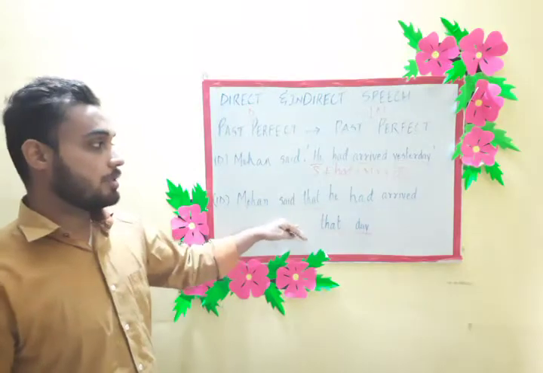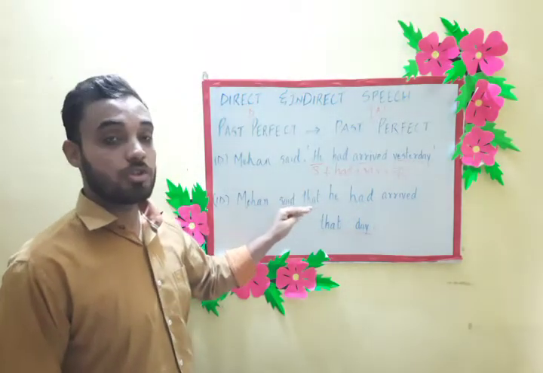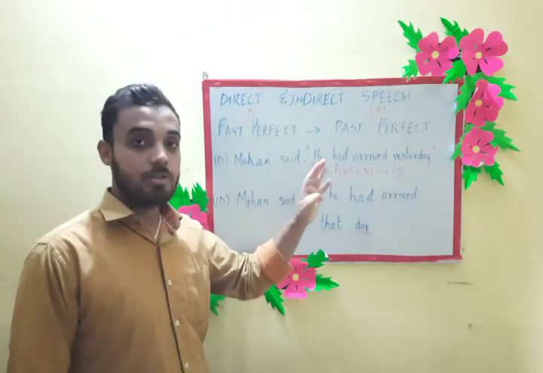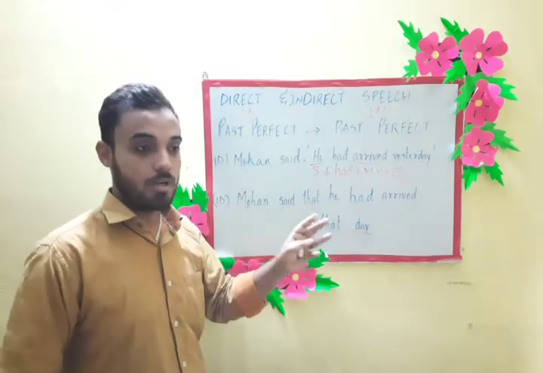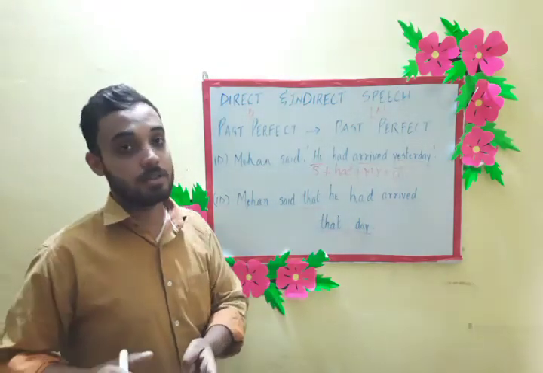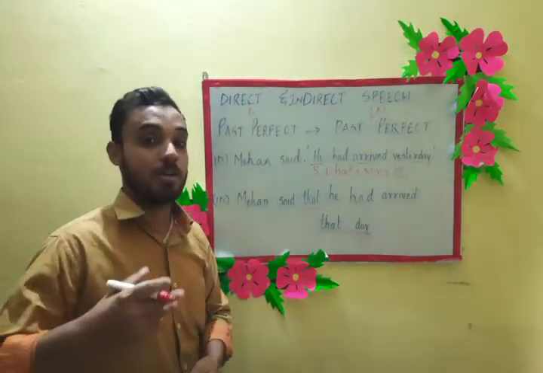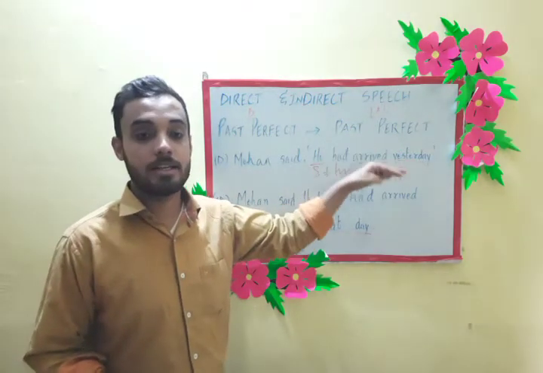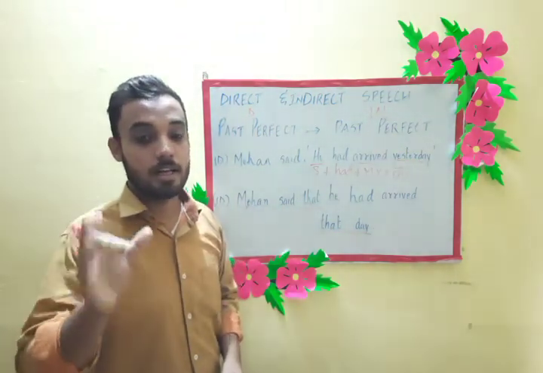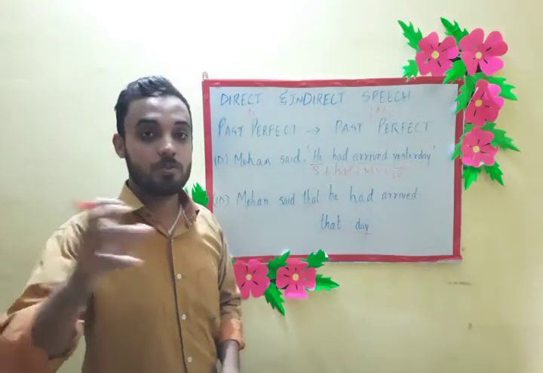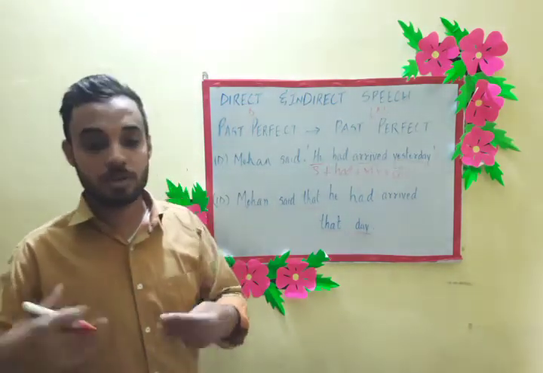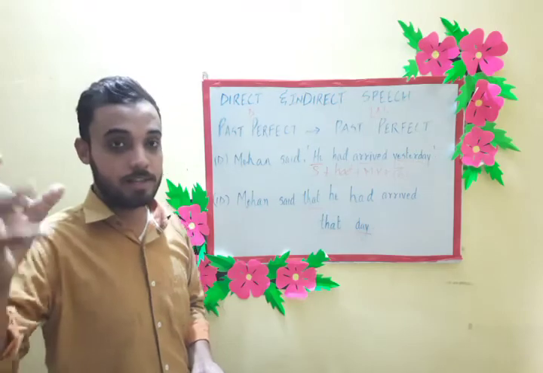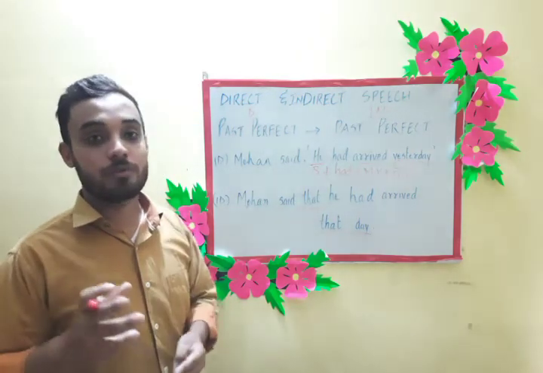In indirect speech, it is important for you to understand what the conjunction is, what its use is, what the reporting verb is, and what the reported speech is. Indirect speech is also known as reported speech, meaning it is being said by someone else. "Mohan said he had arrived yesterday" is direct speech; whatever you speak is direct speech. But if someone else repeats your words, that becomes indirect speech, and that is where we make changes with the tense.